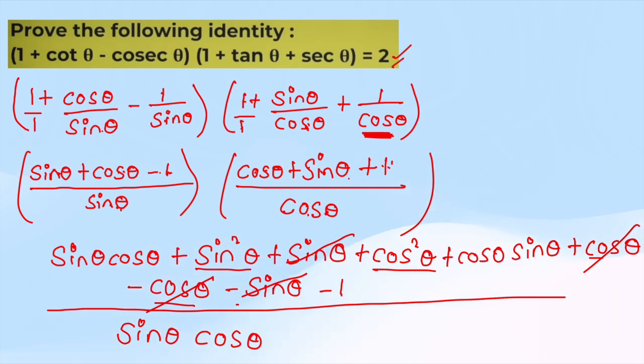And if we can't see any identity directly, the simple method is to just convert the question into sine theta and cos theta. Okay, just solve it normally and you will get something.